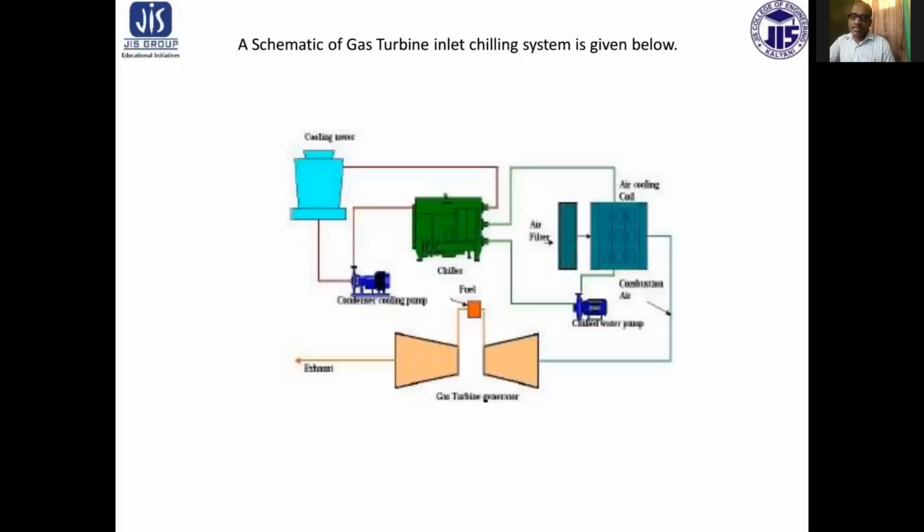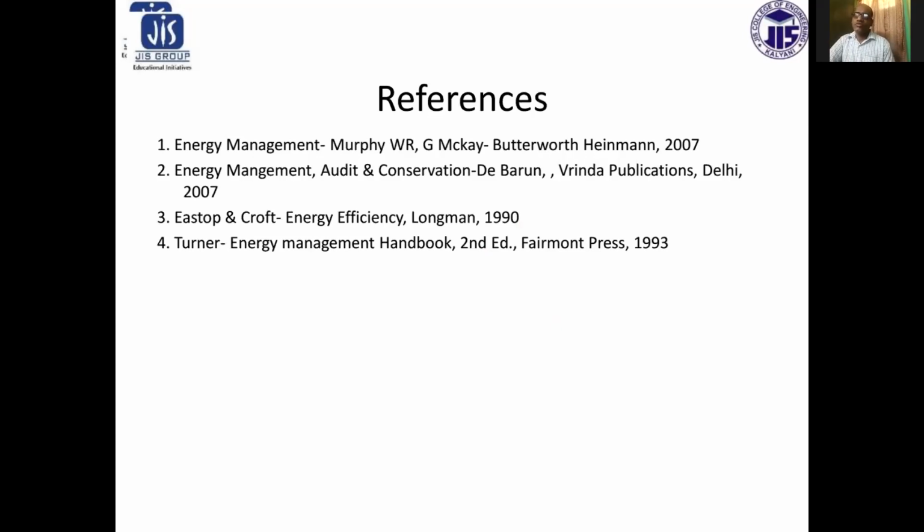So these gas turbine based chilling device schematic diagrams are shown here. With this, we are likely to conclude this session. These are the references.